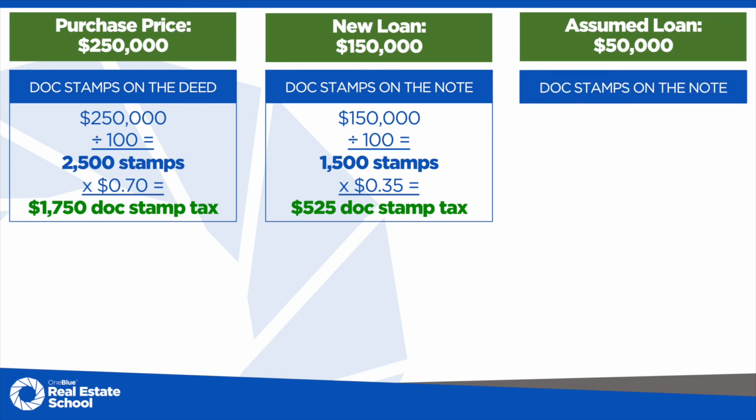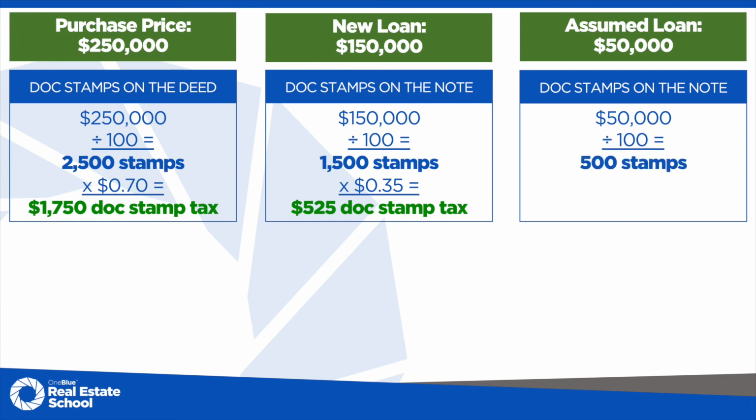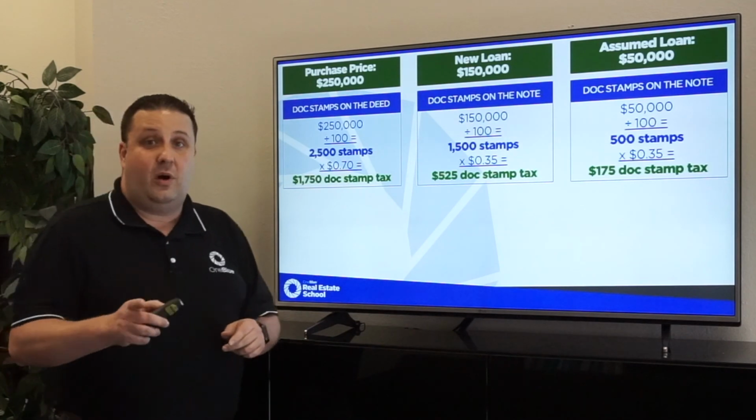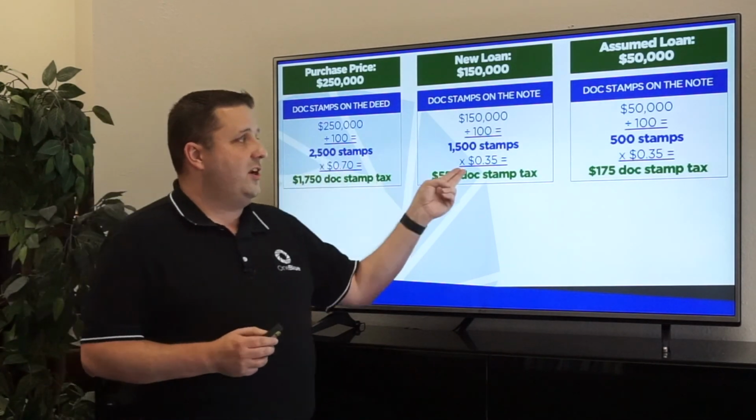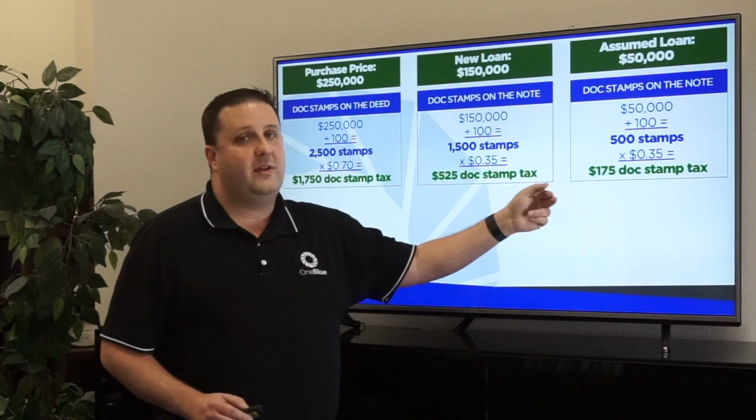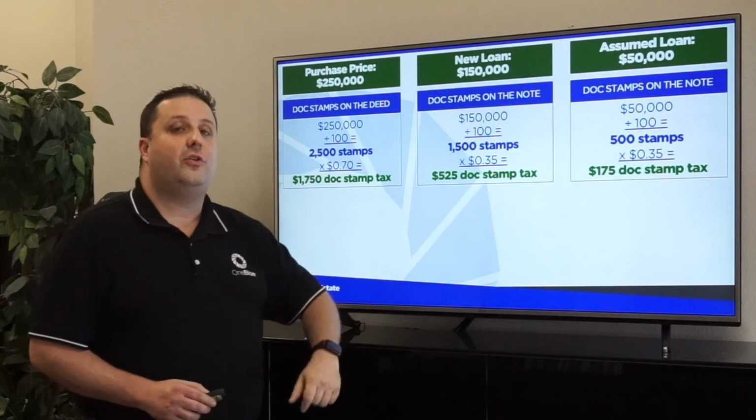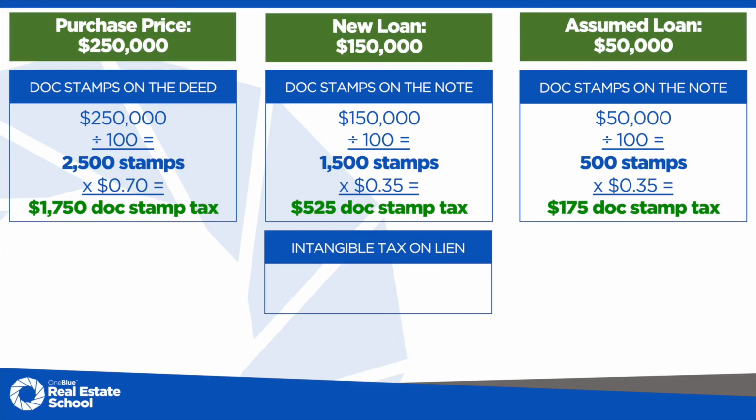Let's go ahead and get the doc stamps done on the assumed. Let's take a look. 50,000 divided by 100. 500 stamps times 0.35. That gives me $175 doc stamp tax on the assumed loan. Now we have to do our intangible tax. So which one does it go under? The new or the assumed? It goes under the new and the new only. So we just take our loan amount, multiply that by 0.002. That gives me a $300 intangible tax.